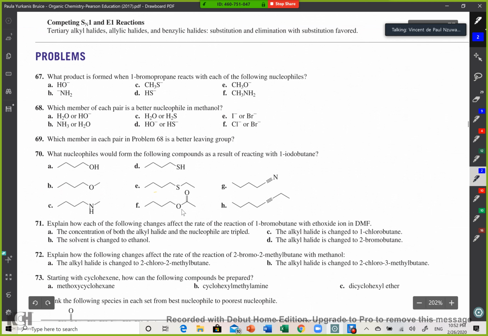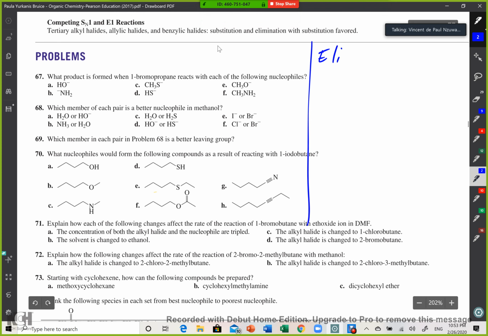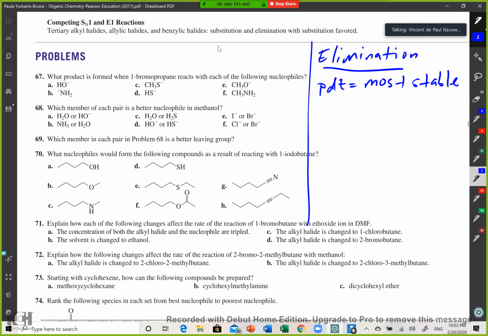Well, in the elimination and substitution, basically what I want you guys to remember is just the stereochemistry of the product. I haven't seen a nice question yet. Well, it doesn't mean I didn't have any question from here. So basically what I want you guys to remember is that for an elimination reaction, your product always must be the most stable alkene. So the product must be the most stable. And stability of an alkene implies the more substituted. That's what the product must be: the most stable, which is the more substituted.